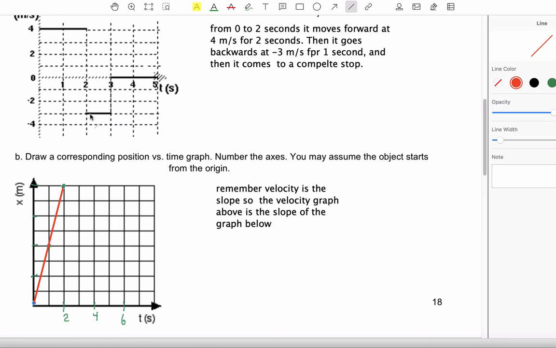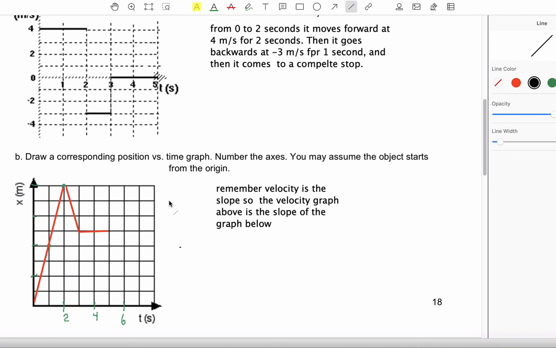Then we go backwards at 3 for exactly 1 second. And let's be clear, the slope here is negative 3, so we'll go over 1 and down 3. And then we're told the object stays at rest. So that means from 3 to 5 seconds, the object sits here perfectly still.